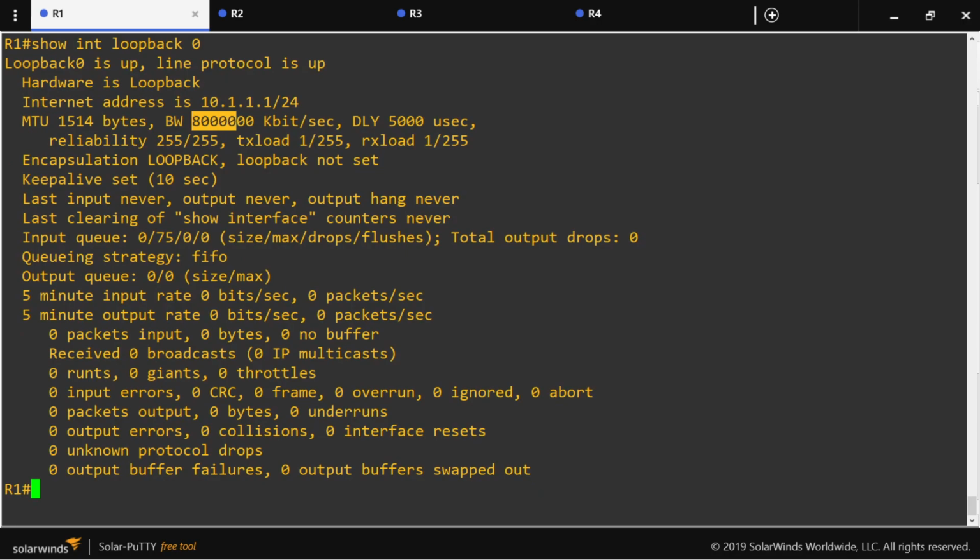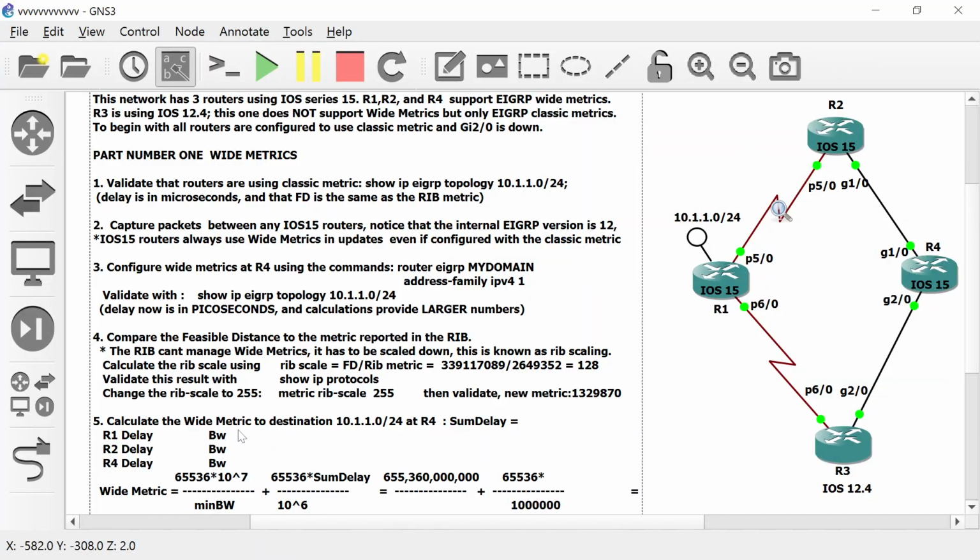This is the bandwidth. The delay is 5,000 microseconds. So this is the bandwidth, and the delay must be given in picoseconds. So it's 5,000 microseconds. We'll have to multiply by 1 million to get the picoseconds.